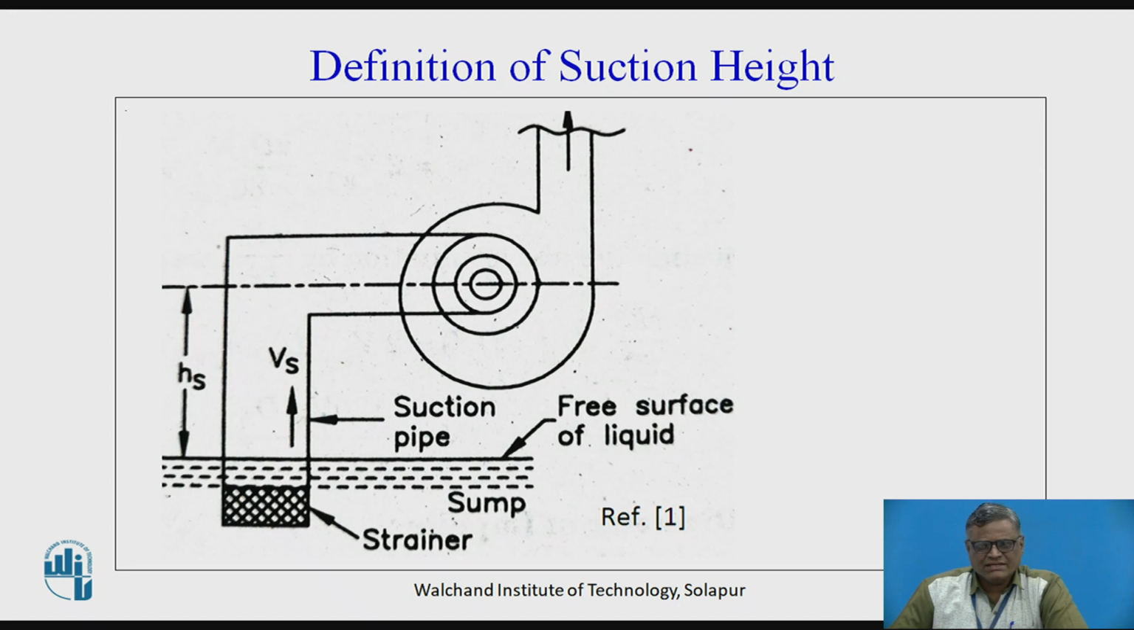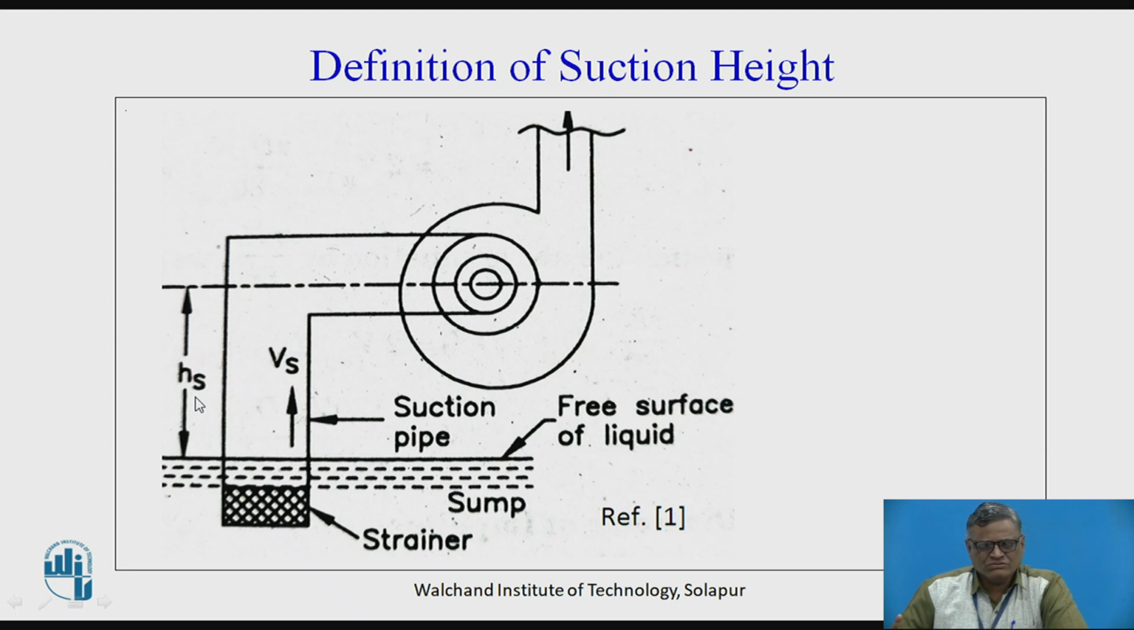Looking at this diagram, we can note that firstly we have the free surface of the liquid in the sump or the reservoir. Then the impeller, and the center of that one. One center line has been drawn. So the vertical distance from the free surface of the liquid to the center line of the impeller is called the suction height.